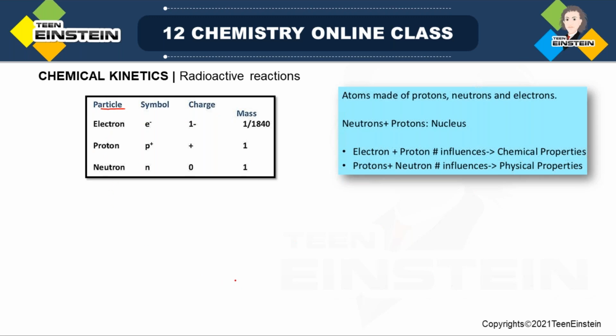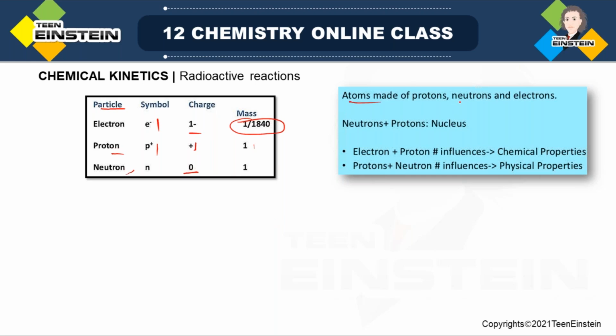Electron, proton, and neutron. These three are the subatomic particles, and these are their symbols: e minus, p plus, because proton has positive charge, electron has negative charge. The amount of charge is -1, this is +1, and for neutron it is neutral and there is no charge. If we consider mass, the mass of proton and neutron are the same, but the mass of electron with respect to proton and neutron is very small, that is 1/1840 times of proton and neutron's mass. So this is a very small value of mass for electron.